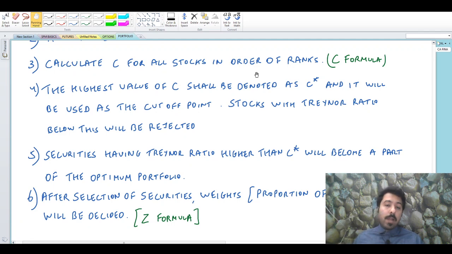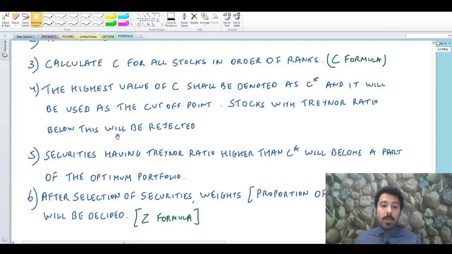Okay, then you'll calculate C for every stock. Now when you calculate C, one of them will be the highest. So for example, you have 6 stocks, you've arranged them in descending order, and stock number 3 has the highest value of C. So you'll denote it as C star. Okay, stock number 3.